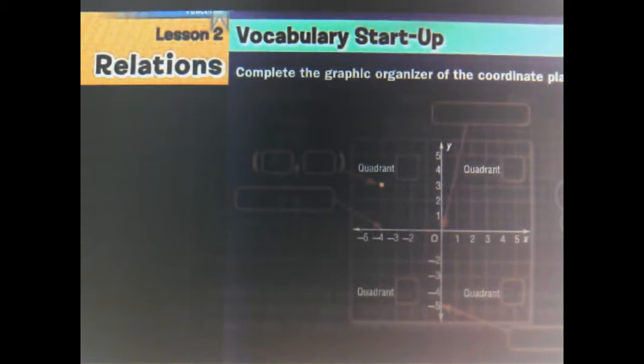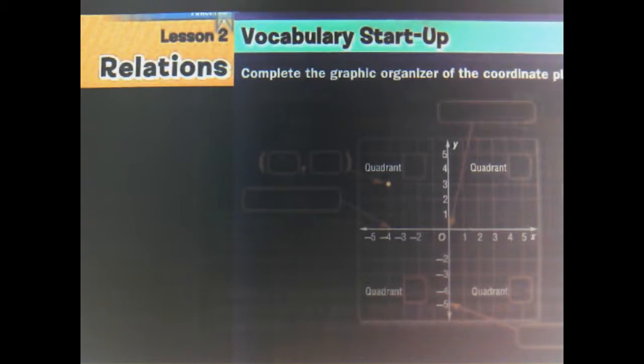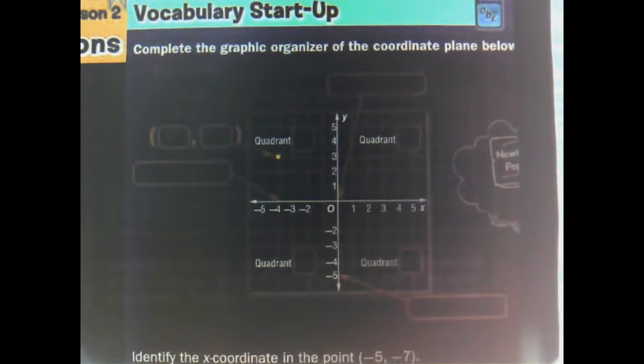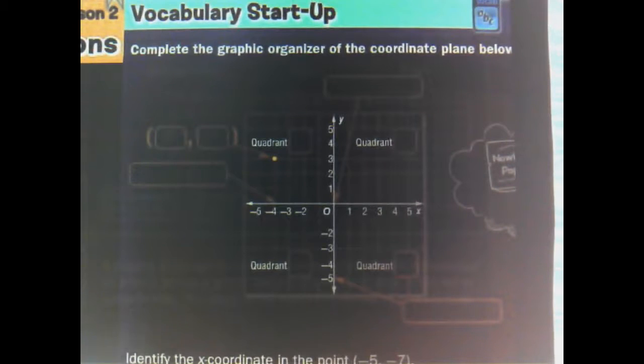Today we're going to go through Chapter 4, Lesson 2, and our topic will be relations. This is again building towards our Chapter 4 topic of functions, which we will talk about in the next lesson. But today we are talking about relations. So just to get us started up, we want to do a vocabulary startup. We want to complete this graphic organizer.